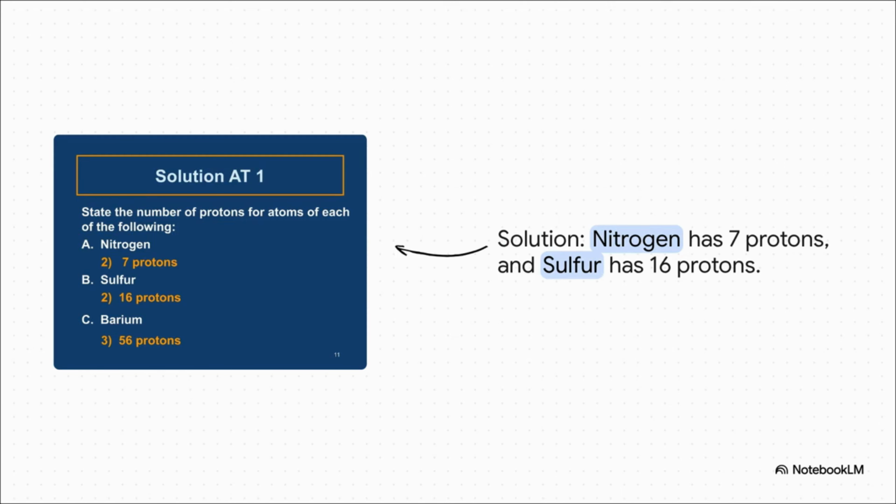Okay, welcome back. How did you do? If you looked up nitrogen, you should have found that its atomic number is 7. That means it has 7 protons. For sulfur, the atomic number is 16, so it has 16 protons.